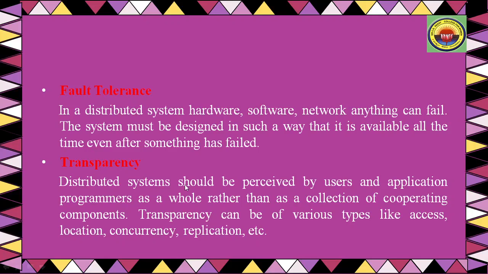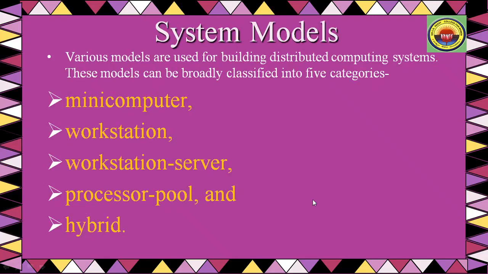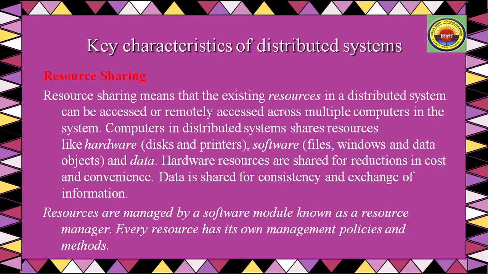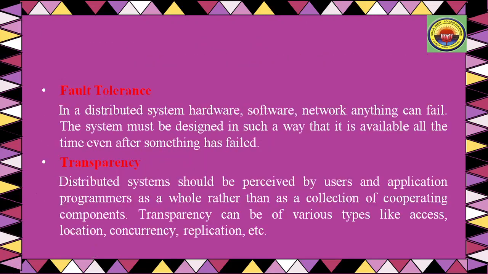Transparency. The distributed system should be perceived by users and application programmers as a whole. More about transparency we will see in a later class. So those are the key characteristics of distributed systems.